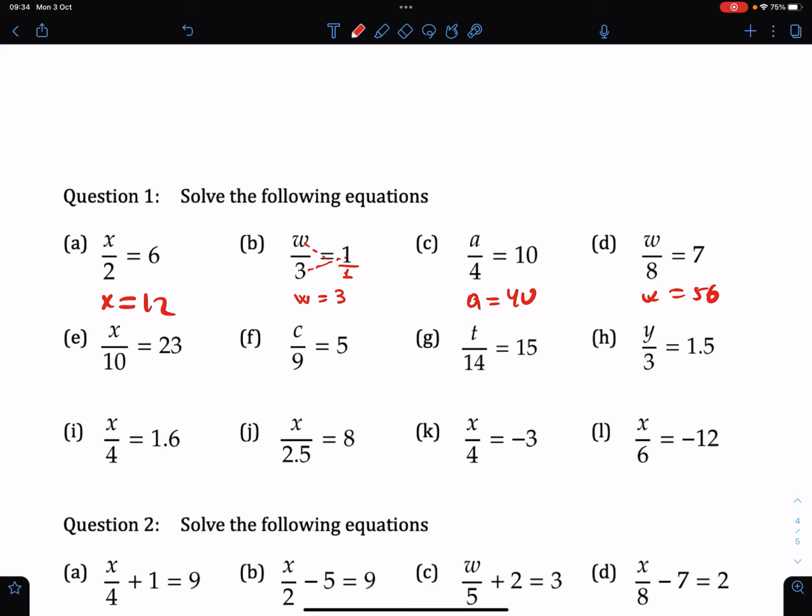Hamad. X over 10 equals 23. X is? X over 10 equals 23. X is? Hamad, did you write this question? You didn't? But why are you not telling me you didn't write it?